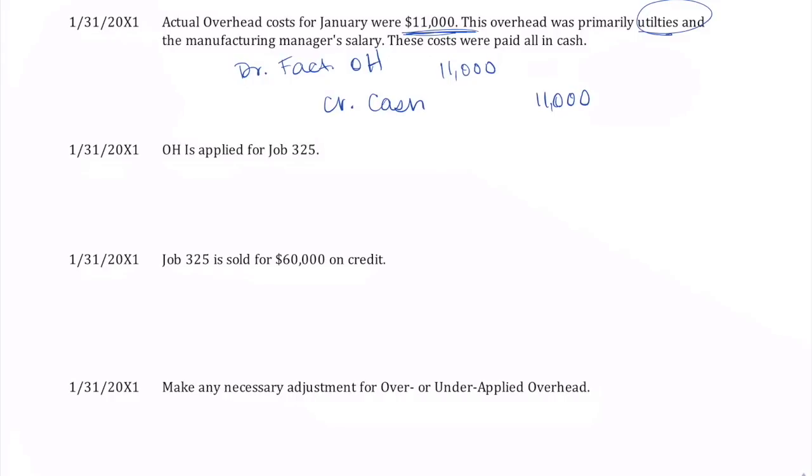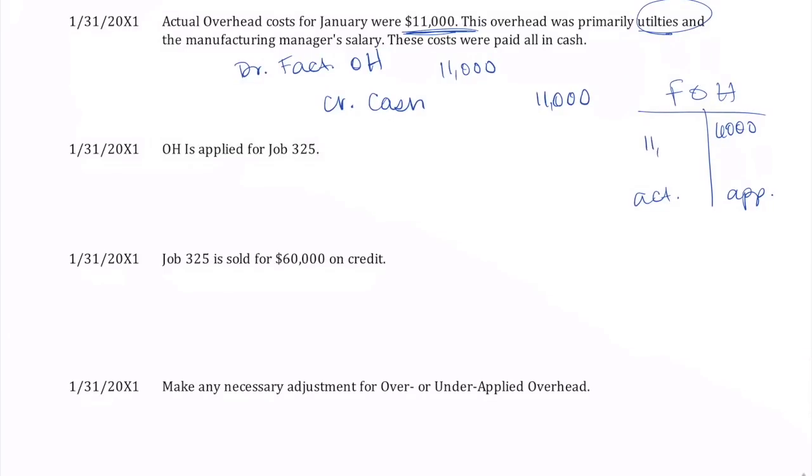Think for a second about what our overhead account looks like right now. Our overhead account, we put actual on the debit side, applied on the credit side. The applied has $6,000 in it from job 322. We're going to put $11,000 over here from this debit entry. And that's kind of where we are right now.